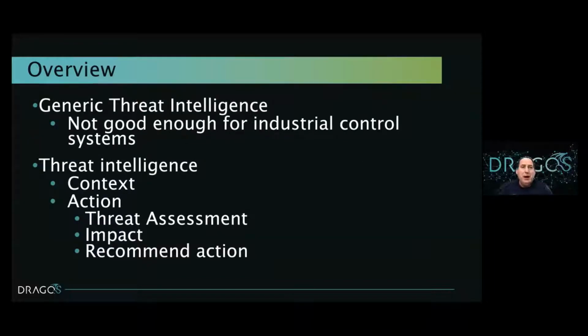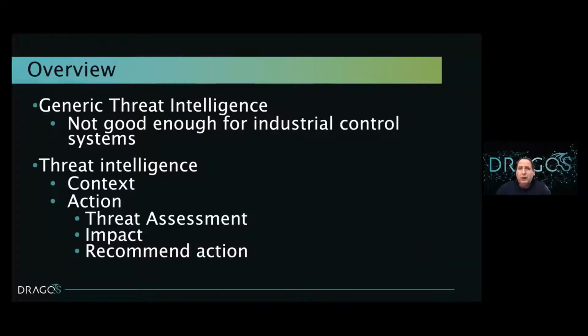Small issue there. Yeah, so generic threat intelligence isn't really good enough in the industrial control system environment. So the other thing to keep in mind here is that there's really no universal threat intelligence, and threat intelligence really depends greatly on context. So there's threat intelligence for enterprise IT, and that's actually a very commonly understood thing. And fortunately or unfortunately, however you want to look at it, for industrial control systems, that's very different. That's a very different sort of thing.